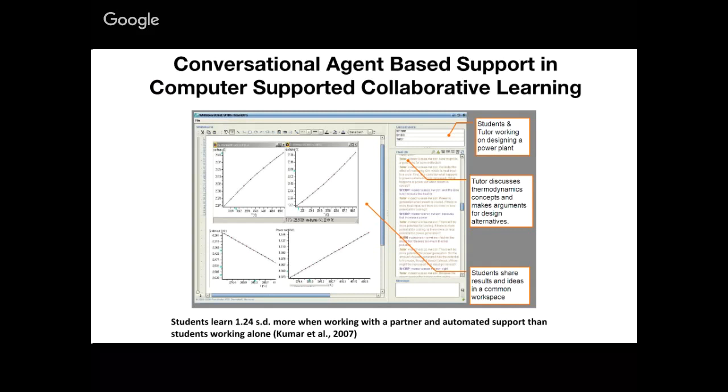And so that gives the opportunity for those agents to monitor what's happening in real time in the interaction and to offer support. And that's one way that we can think of offering support and scaffolding for collaboration that's dynamic, that can respond to what's going on during a collaboration.